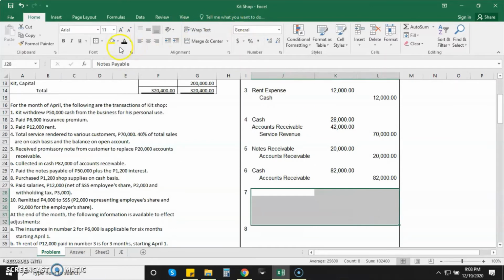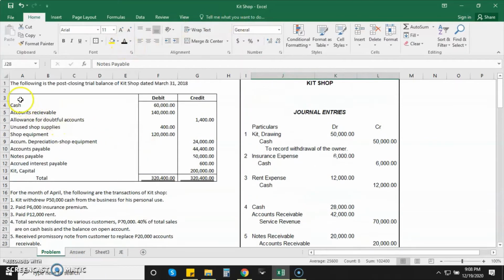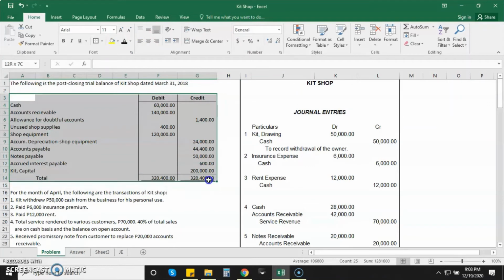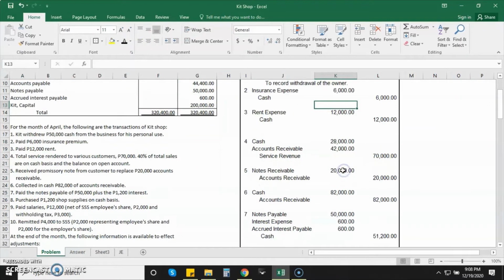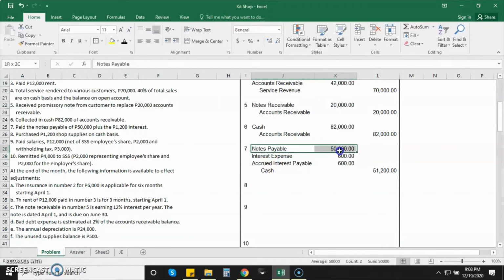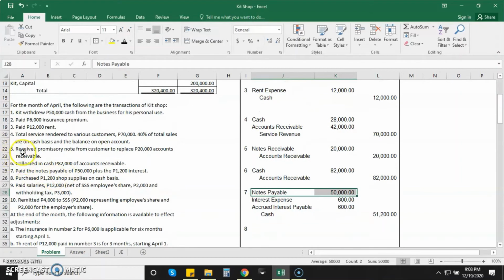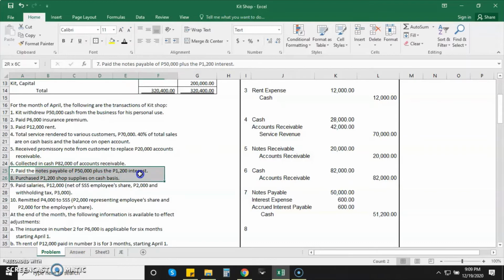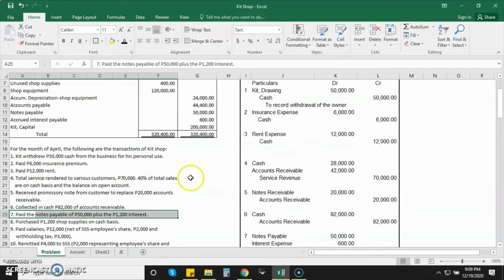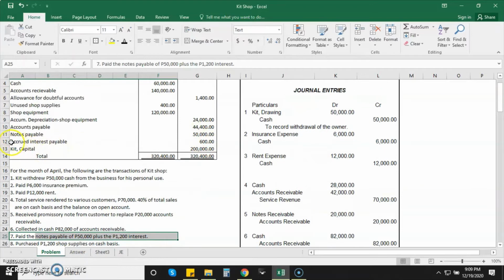So in this case, magre-reflect na yung ating previous trial balances. Okay, so as you can see here, meron tayong notes payable na 50,000. Okay, yung that is the amount na binayaran natin for our payable. Okay, but with 1,200 interest.